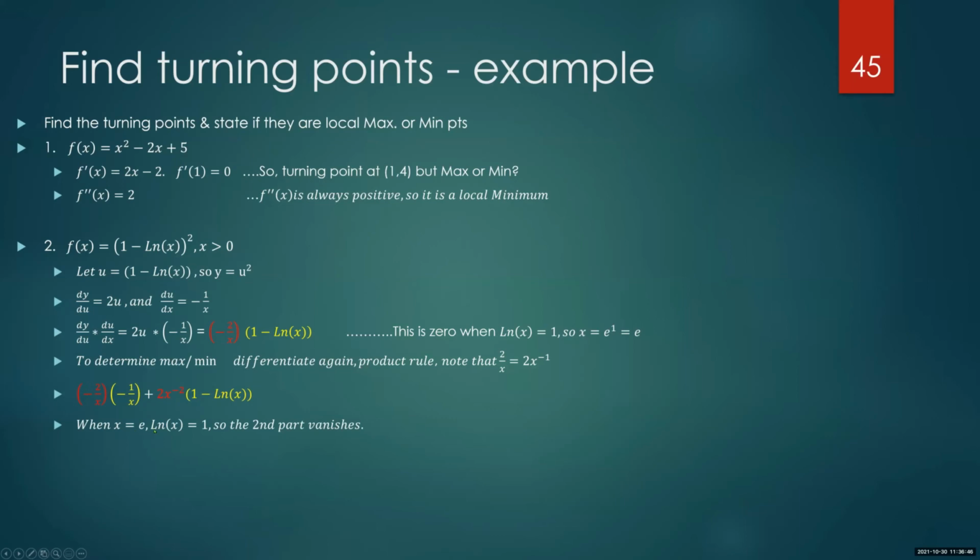So when x is equal to e, the natural log of x is equal to 1, so the second part of this vanishes. We're then left with minus 2 over x multiplied by minus 1 over x. And that's 2 over e squared when x is equal to e. And this is always positive. So the point e, 0 is a local minimum.